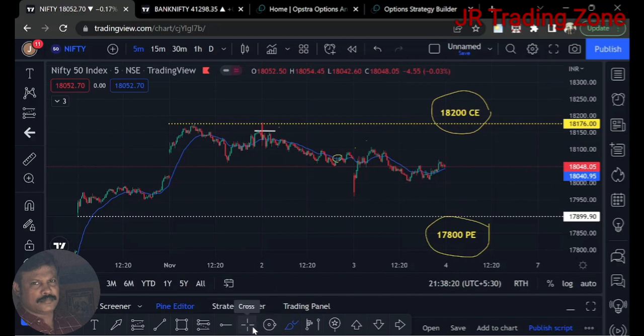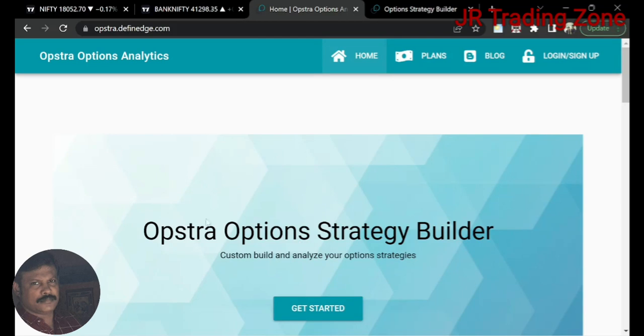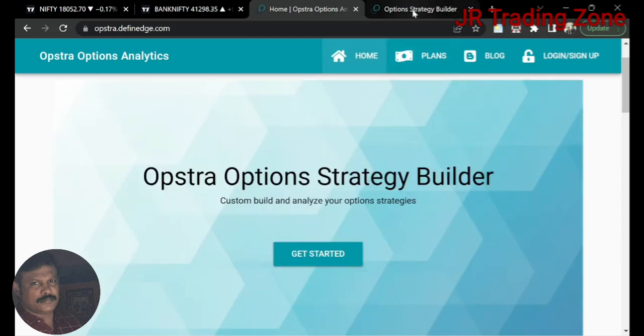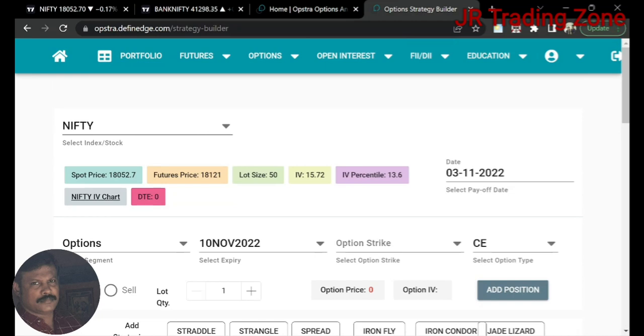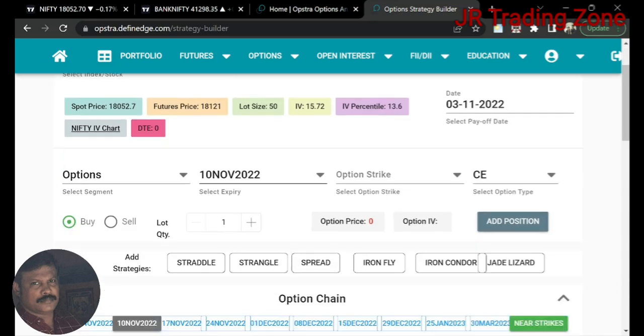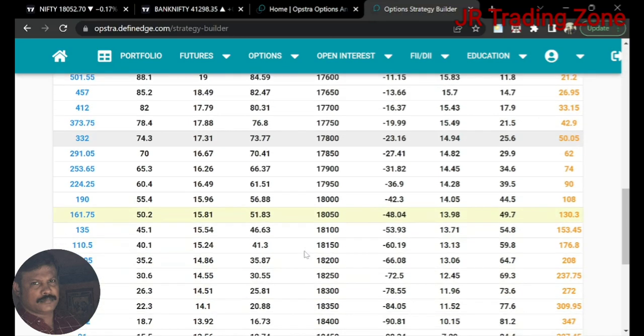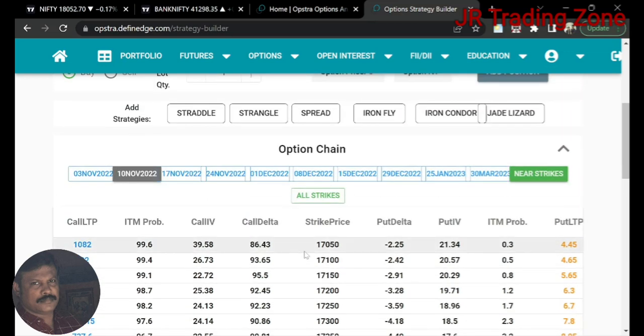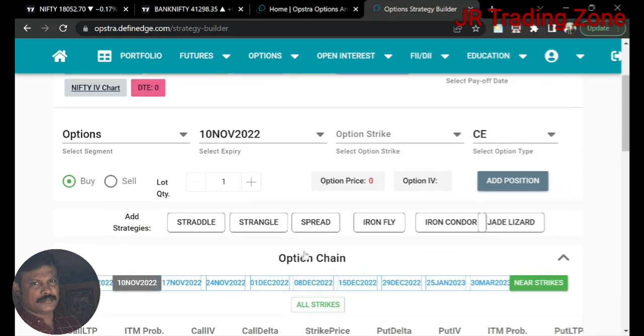Now let's go to the options strategy builder to see how it works. We are opening this site. This is the option strategy builder. When we open, the site will be like this. Now you are selecting Nifty options. The next expiry of these options is 10th November. Next Thursday, all the strikes will expire, and the out of the money contracts will become zero.